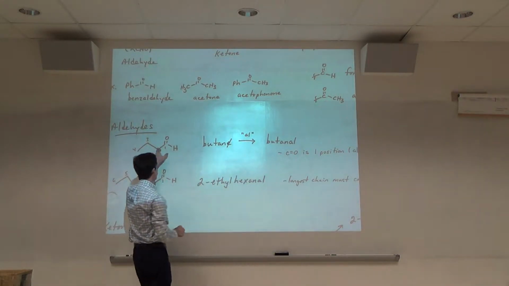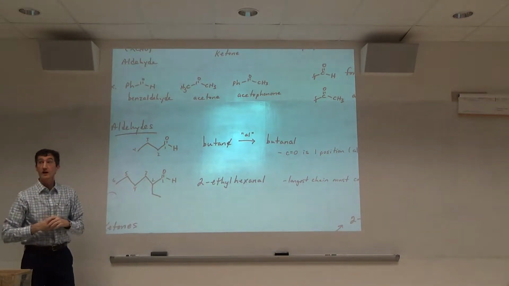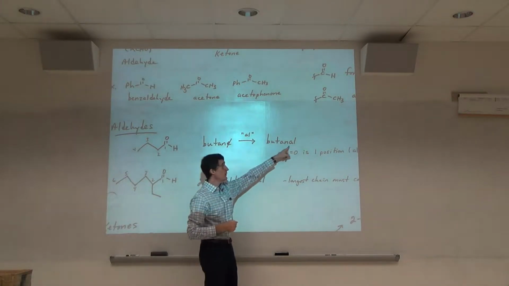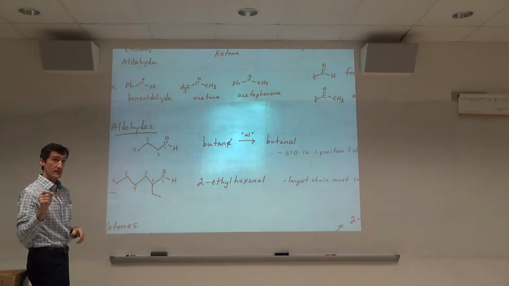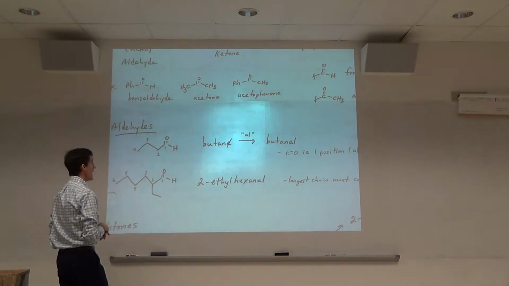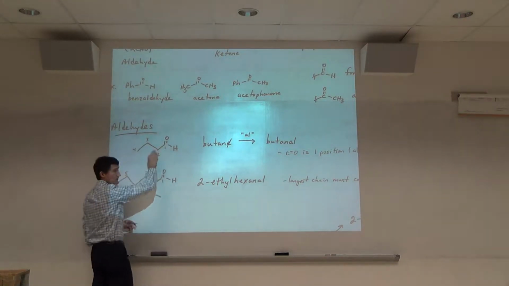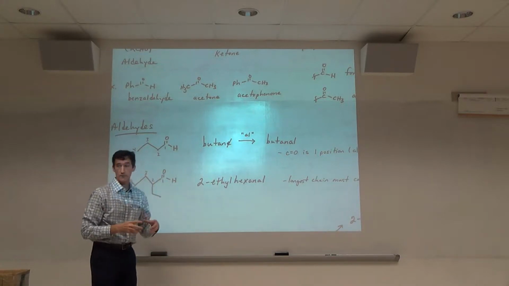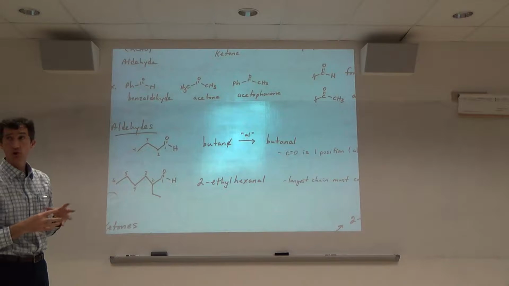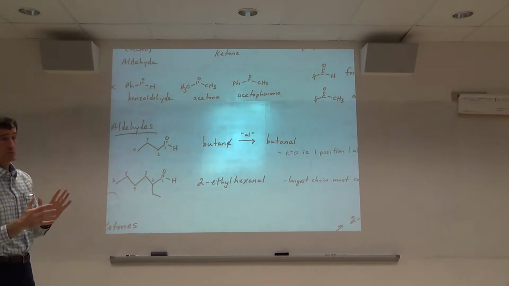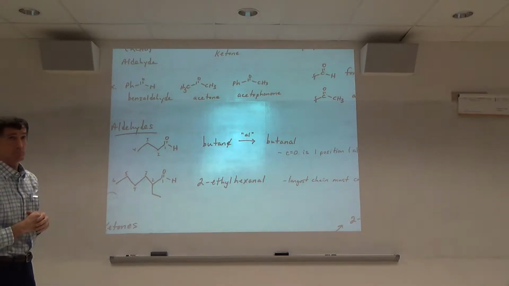Butanal. That's butanal, not butanol. OL would be what? Alcohol. And you would have to say where the OH is. Here, the one position is the carbonyl. You do not need to say where the carbonyl is. An aldehyde is called a terminal functional group. The functional group is at the end of the chain.